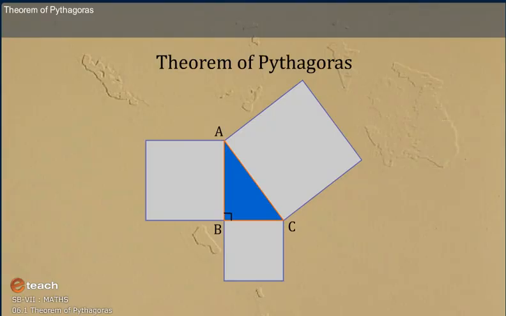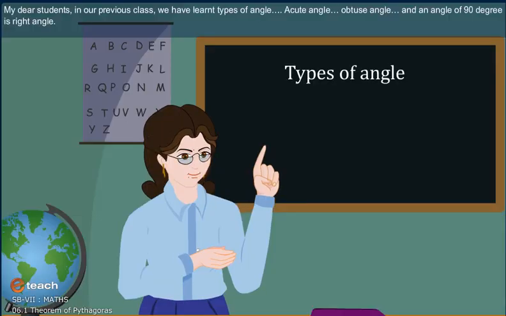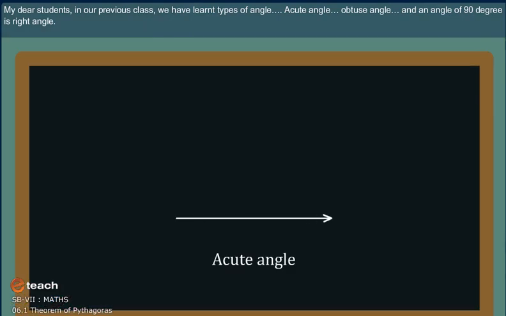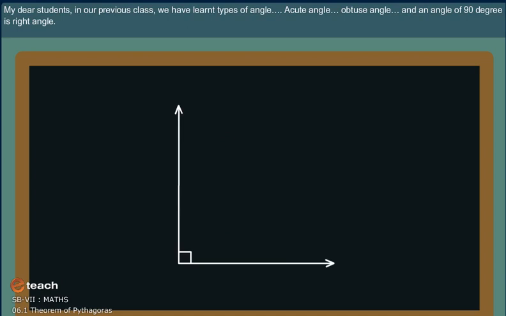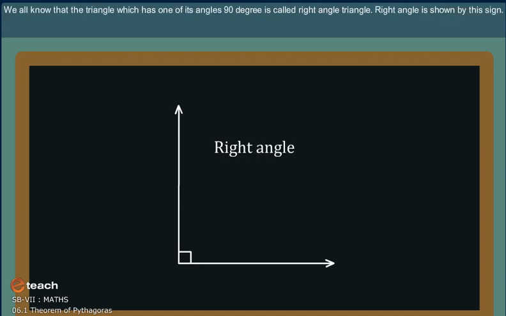Theorem of Pythagoras. My dear students, in our previous class, we have learned types of angles: acute angle, obtuse angle, and an angle of 90 degrees is right angle. We all know that the triangle which has one of its angles 90 degrees is called right angle triangle. Right angle is shown by this sign.